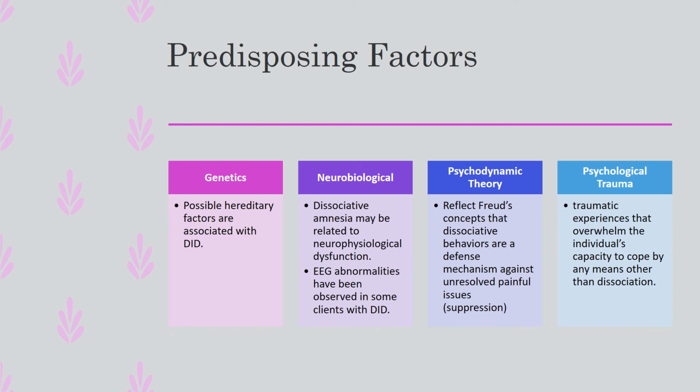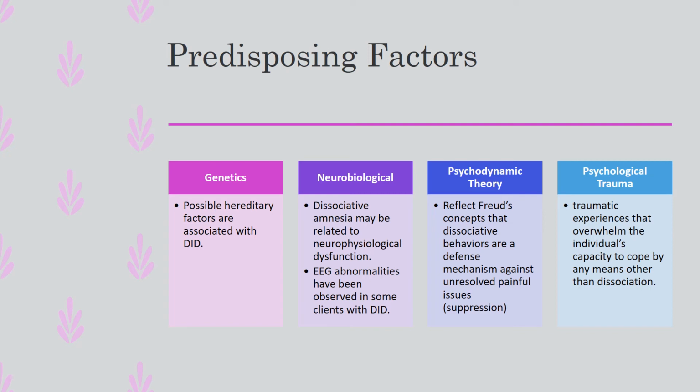So here we have listed some predisposing factors for dissociative disorders. Two of the bigger ones that you're really going to be concerned with are neurobiological and, of course, psychological trauma. Dissociative amnesia has been shown to be related to some sort of neurophysiological dysfunction, such as with head injuries and things like that. But one of the bigger culprits for a lot of these disorders is some sort of traumatic experience that seems to overwhelm the individual's personal ability to cope. And so, in that regard, they repress it and again, they dissociate in some sort of way. So, usually, psychological trauma is one of the bigger culprits.